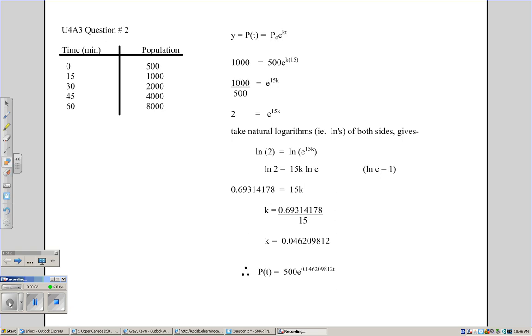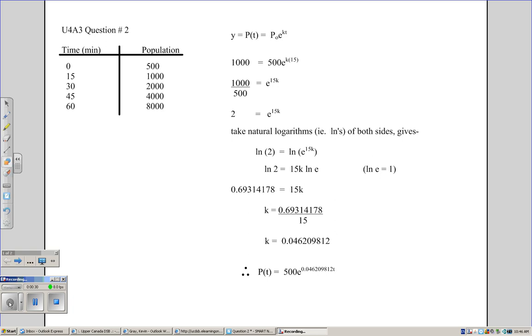Good morning, class. I've had a lot of questions about question number 2, Unit 4, Activity 3, the population growth question. And I thought I'd just show you how to handle the formula, setting up a quick table of values and simply calculating the value of k, that constant that's in the exponential function, without using Curve Expert, without using some other methods.